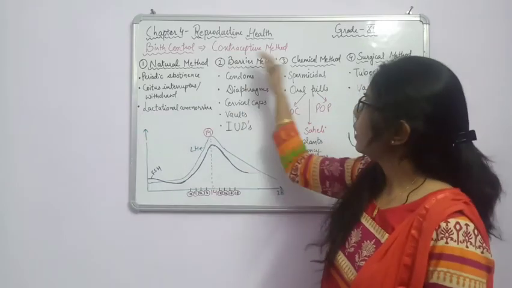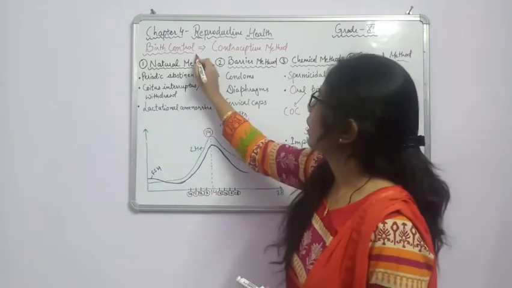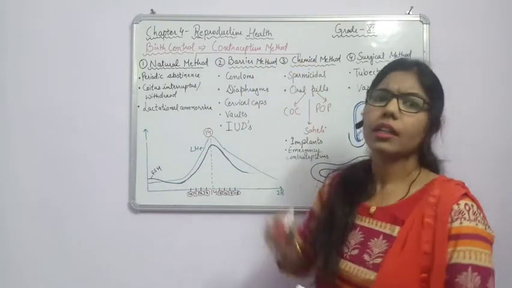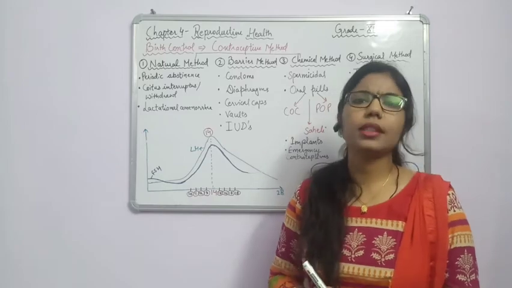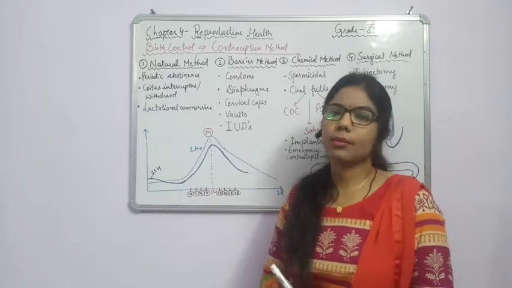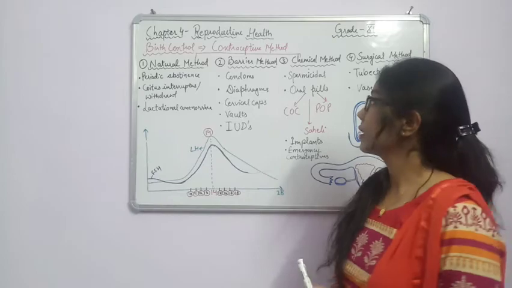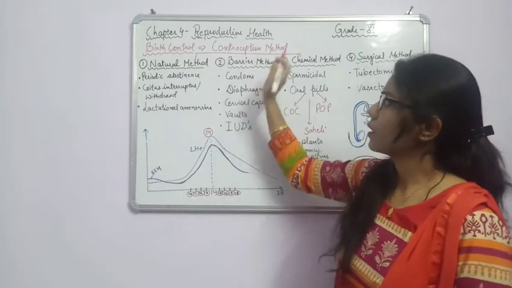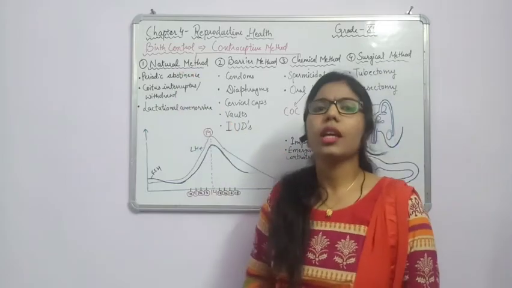Now if you see all these four methods, the first three methods are what? The first three methods are temporary methods. It means they can be reversible, because that is a characteristic of a contraceptive. And the fourth one is a permanent method. Okay, so we will start with the first method, the natural method.